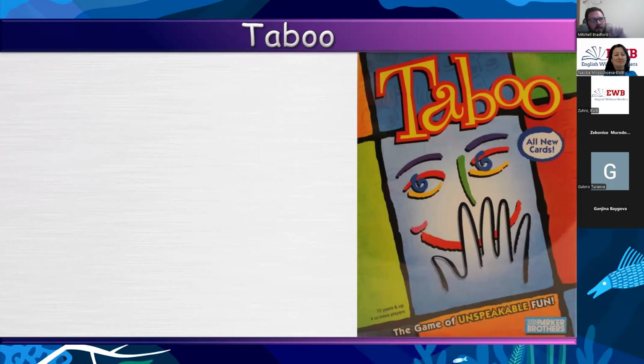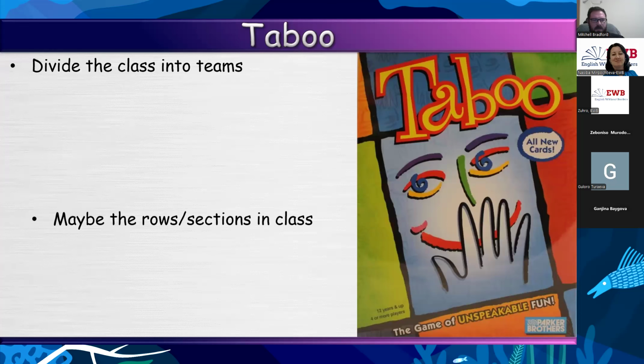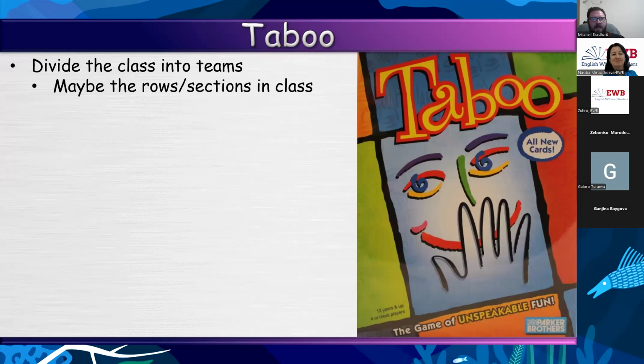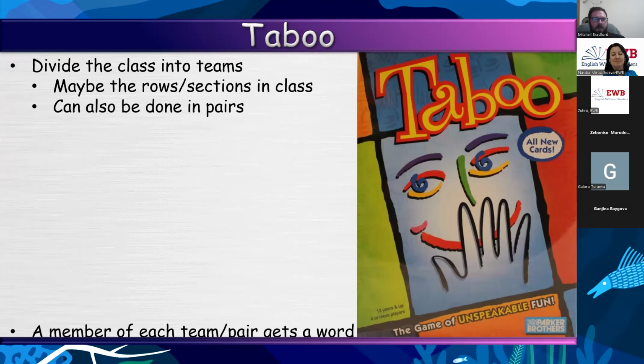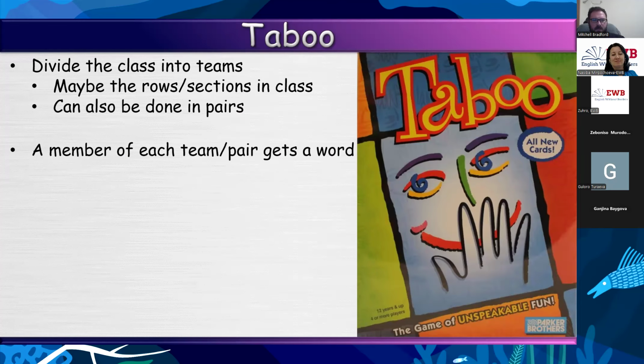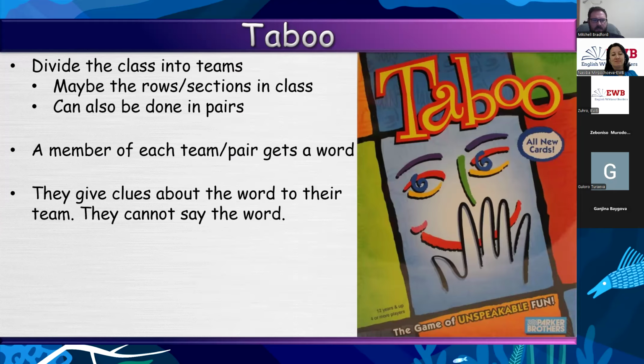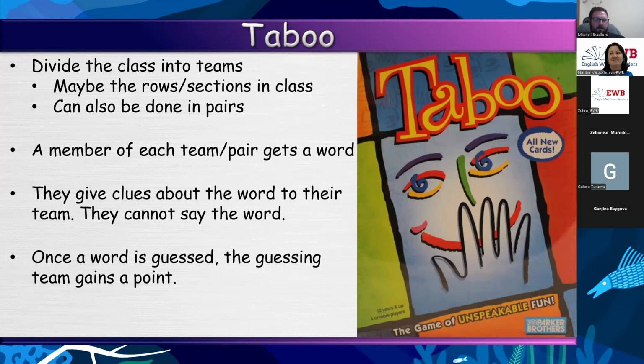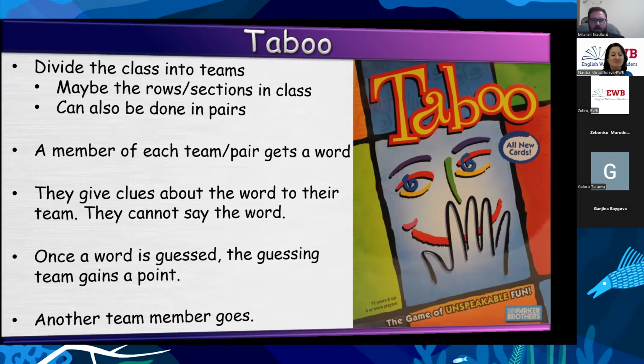Taboo. So you remember hot seat? That's kind of like what taboo is. Taboo is pretty much the same as this, but one person tries to help their team guess the word. Hot seat's the other way around, where the team tries to help one person guess the word. Once again, divide up. Each member of the team gets a word. They give clues about the word to their team. They cannot say the word, cannot act it out. And then you get a point.